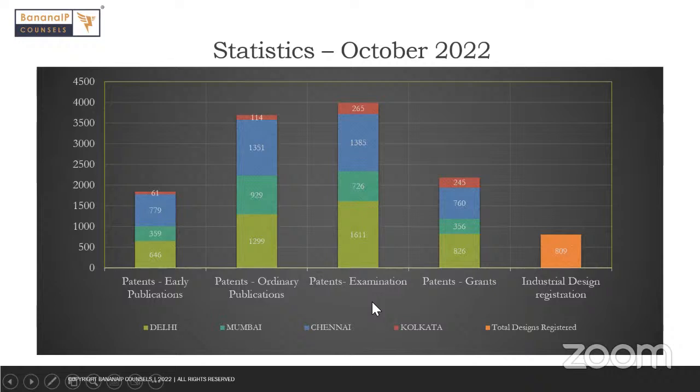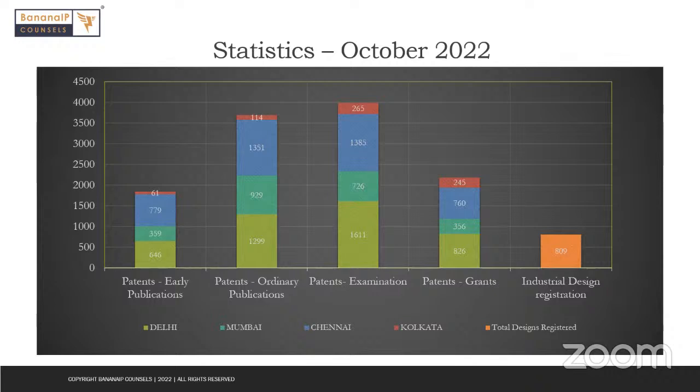Last month, 3,987 patent applications were examined, out of which 1,611 FERs were issued from Delhi, 726 from Mumbai, 1,385 from Chennai, and 265 FERs were issued from the Kolkata jurisdiction. With respect to patent grants, 2,187 patents were granted last month, out of which 826 were from the Delhi jurisdiction, 356 from Mumbai, 760 from Chennai, and 245 patents were granted from the Kolkata jurisdiction.